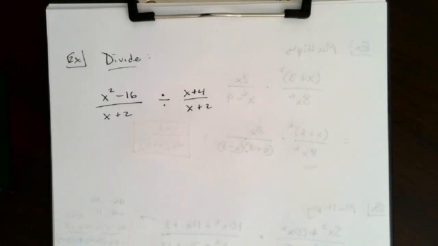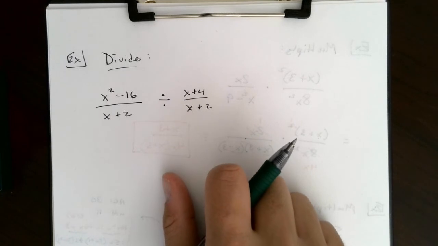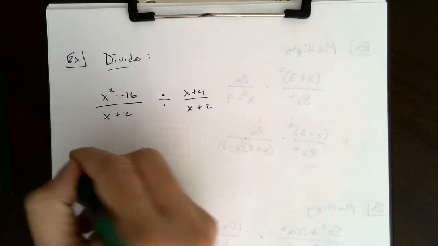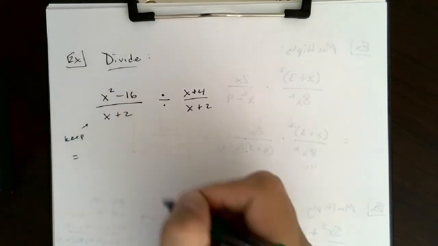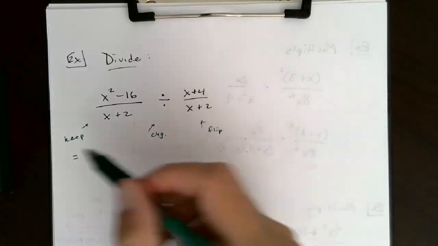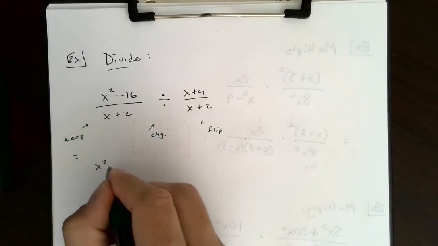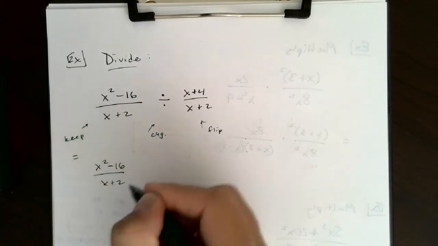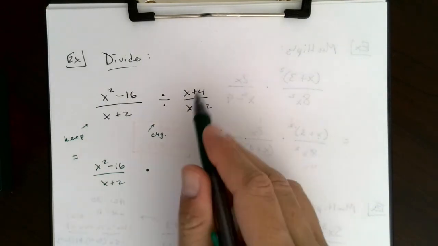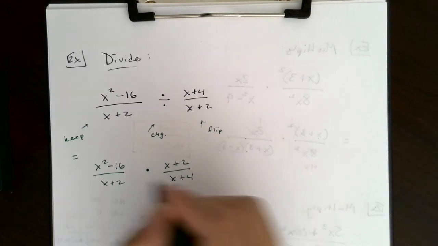So taking a look at this, you might want to pause it and try it on your own. But going through it, when you do division of fractions, you're dividing a fraction by a fraction, we multiply by the reciprocal of the second fraction. In other words, we use what we called keep, change, and flip. That's a shorthand way of saying multiply by the reciprocal. So we keep the first one the same. So we keep this as x squared minus 16 over x plus 2. Division will become multiplication, and then we take the reciprocal, which means flip this second fraction, which makes this x plus 2 over x plus 4.